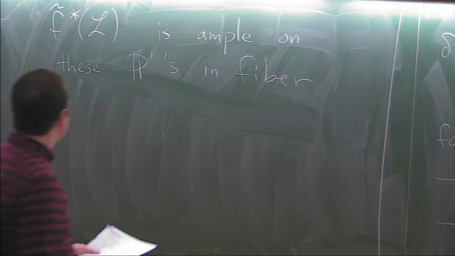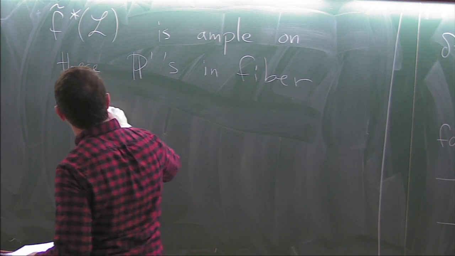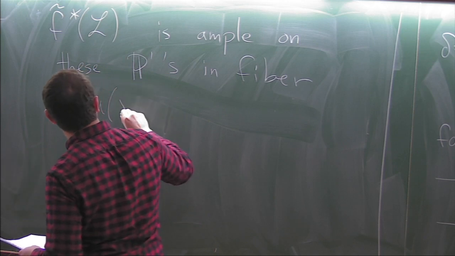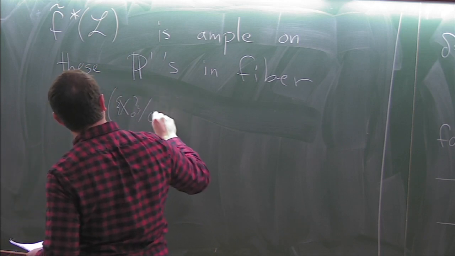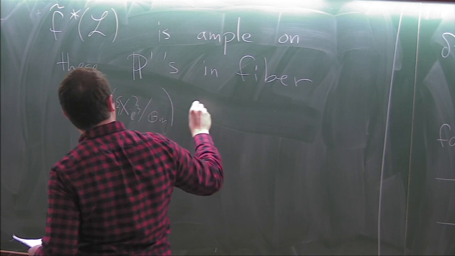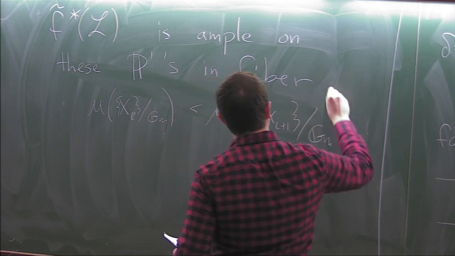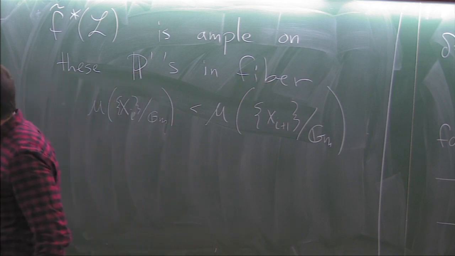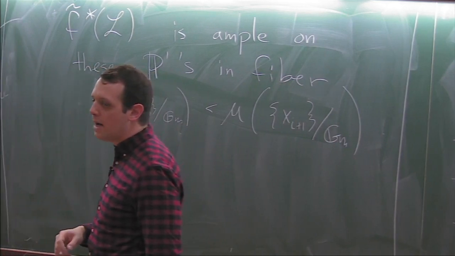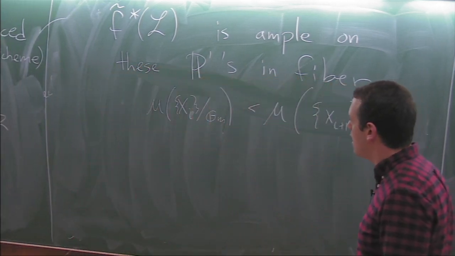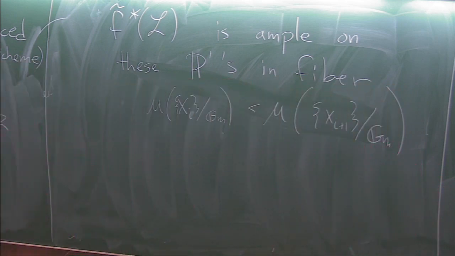Okay. So that says that mu, this numerical invariant, which is basically the weight of this line bundle, is going to be the smallest. So I have these GM fixed points in the fibers, and for each one of these I can say what the Hilbert-Mumford weight is. And because it's ample on these P1s, it's going to give me this strict inequality like this. So my claim is that this will imply both the Harder-Narasimhan specialization condition and the theta reductivity of the semi-stable locus.